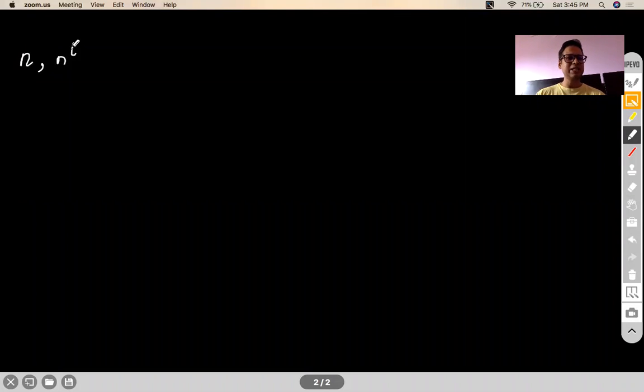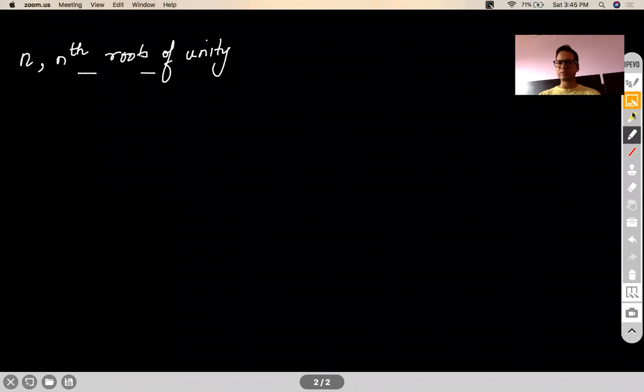So the next concept that we are going to talk about is the nth roots of unity. You can take this concept as a more generic case of the cube roots of unity. So the cube roots of unity that we studied in the last class towards the end, you can think that it is a special case of this. So this is a broader version of it.